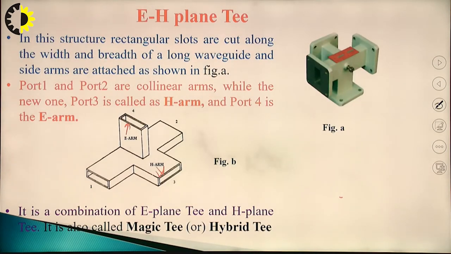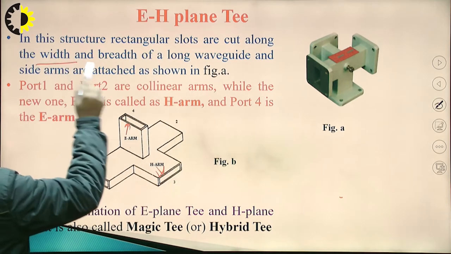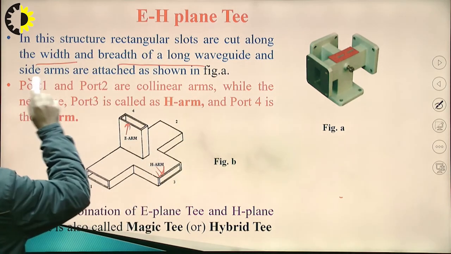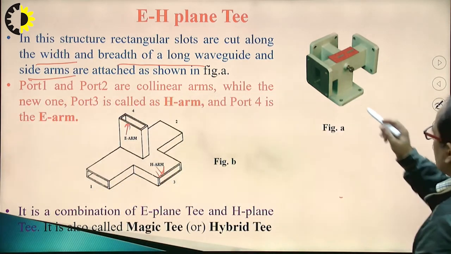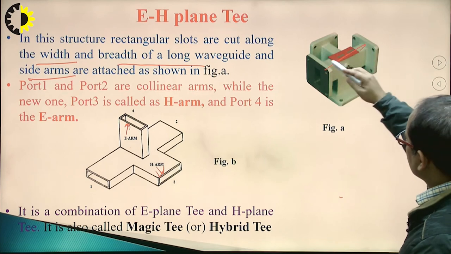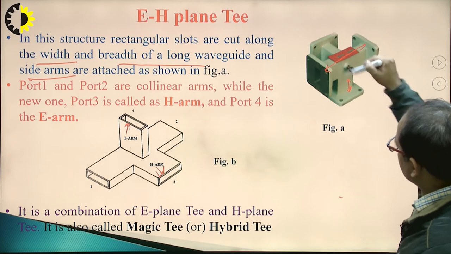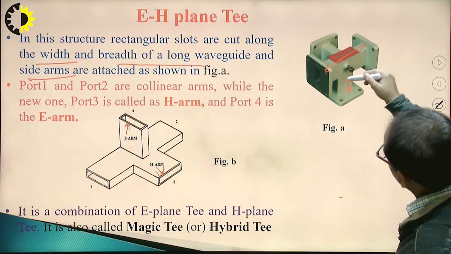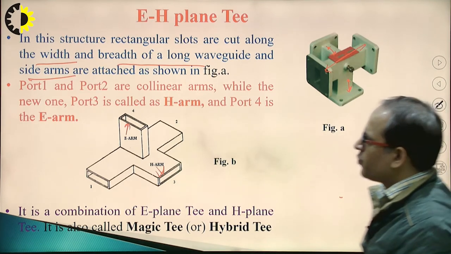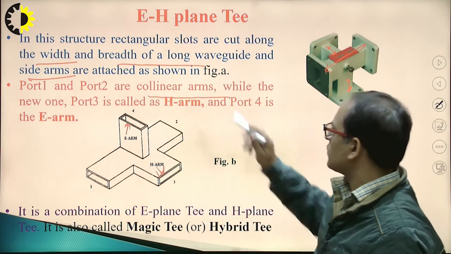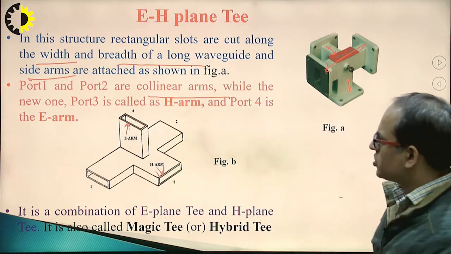Now next, in this structure, you will see that rectangular slots are cut along the width and breadth of a long waveguide, and side arms are attached to it. These are the collinear arms, and this is another junction. This is the H arm, and this is the E arm. Port number 1 and 2 are the collinear arms, while the new one, port number 3, is called the H arm.